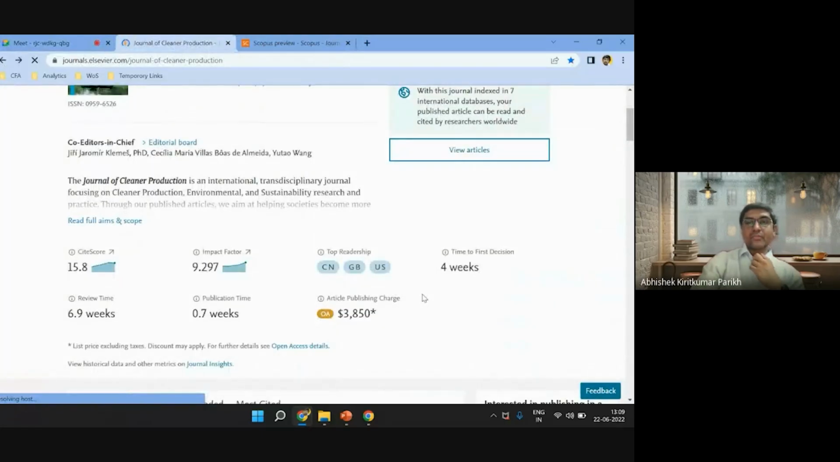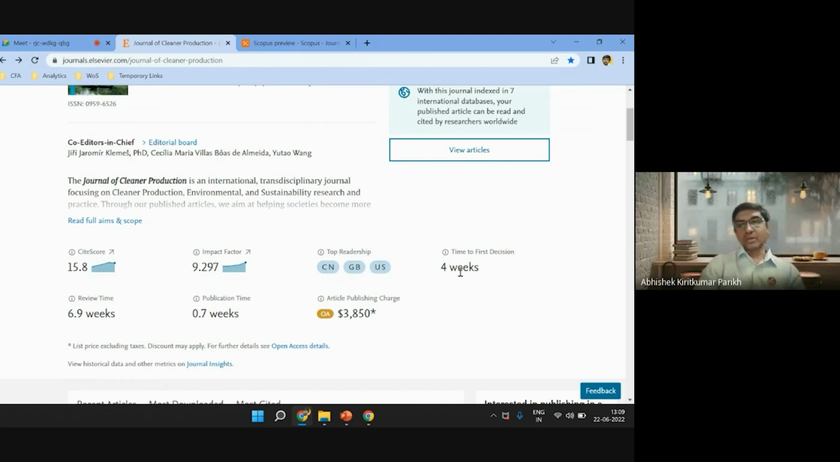Then there is a top readers list by country, right? So mostly this journal is referred by China, UK and USA, right? Mostly UK and USA are the highest readers of this type of journals, when it is having a B or A type of category in the ABDC listing, right?